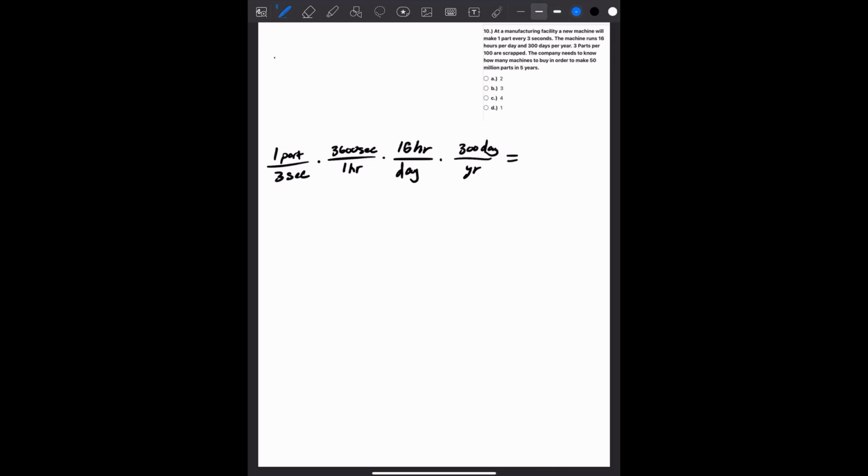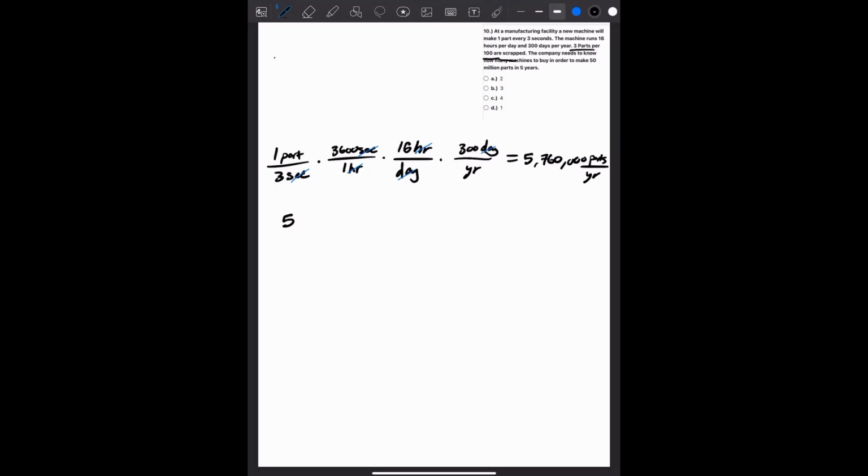Looking at our units, days will cancel, hours will cancel, seconds will cancel. So we're looking at parts per year right now. So let's punch this in the calculator, and we're going to get 5,760,000 parts per year. Okay, so now let's take care of this scrapped line right here.